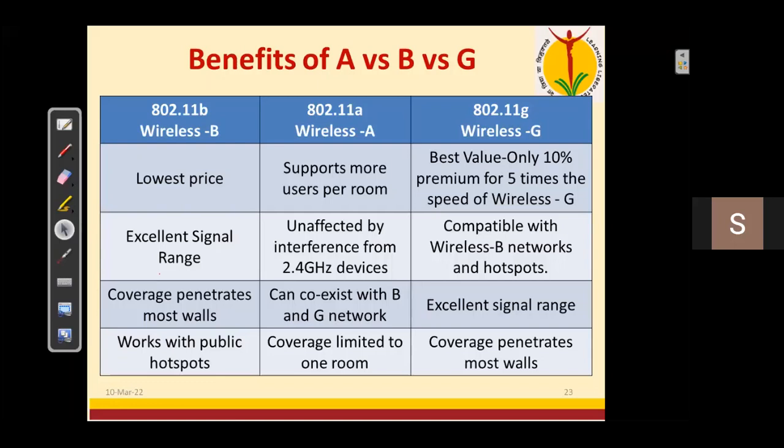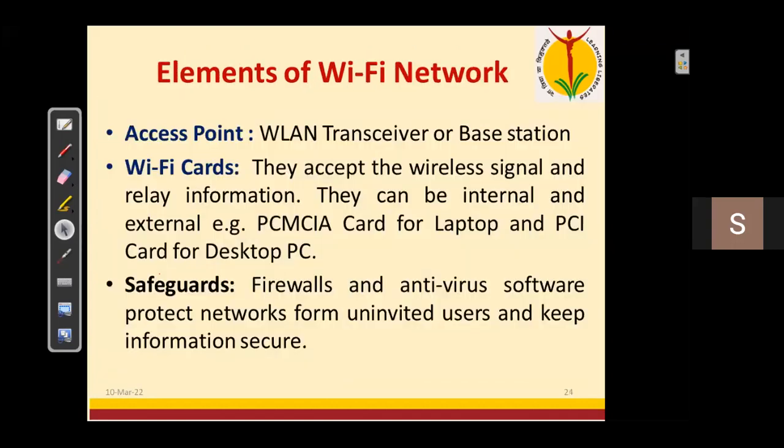So B and G networks can coexist, but 802.11g has an excellent network. So mostly nowadays 802.11g is used. Earlier, 802.11b was used for public hotspots. For limited range in one room, if you want to connect many devices using Wi-Fi, the IEEE standard used in that case for limited coverage is 802.11a, and to increase the range beyond certain limits, we can use 802.11g.